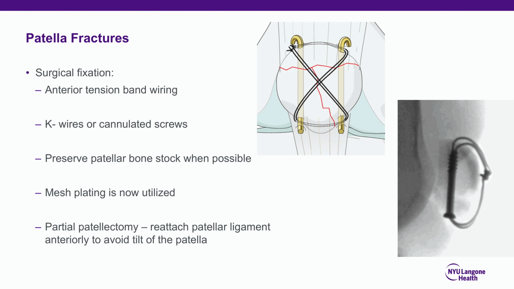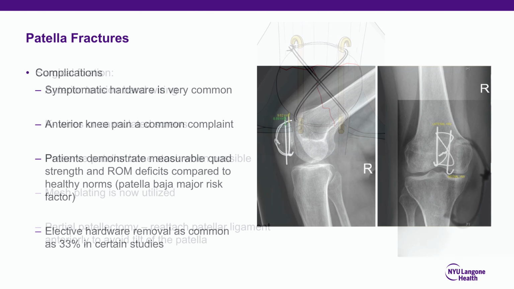A partial patellectomy can be done when the inferior fold of the patella is severely comminuted and does not allow for fixation. The patellar tendon can be passed through bone tunnels in the patella, but it is important to reattach the patellar tendon anteriorly to avoid tilting of the patella. However, a complete patellectomy or a patellectomy involving more than 30% of the patella should be avoided, as this can have some serious consequences to the patellofemoral mechanics.